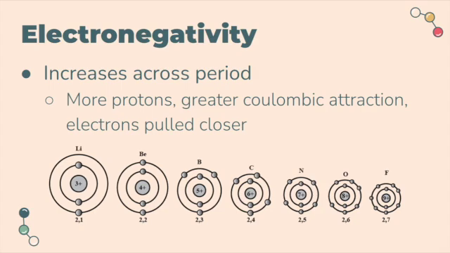So as we go across a period, electronegativity increases because we have an increase in protons, which means we have greater Coulombic attraction. So electrons are pulled closer to the nucleus, which will include any electrons that are being used to bond. So electronegativity increases across a period because we have more protons.